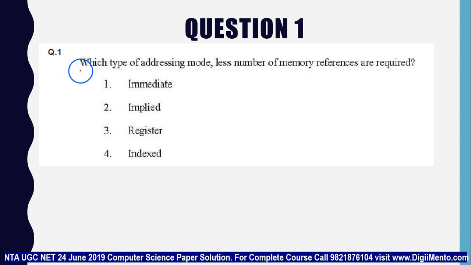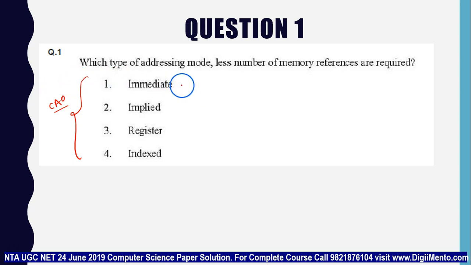They are asking: in which of the addressing modes are fewer memory references required? They have given 4 options here. The first option is immediate addressing mode. The second option is implied addressing mode. The third option is register addressing mode. And the fourth option is indexed addressing mode. We have covered all these addressing modes in our Computer Architecture and Organization chapter on addressing modes.